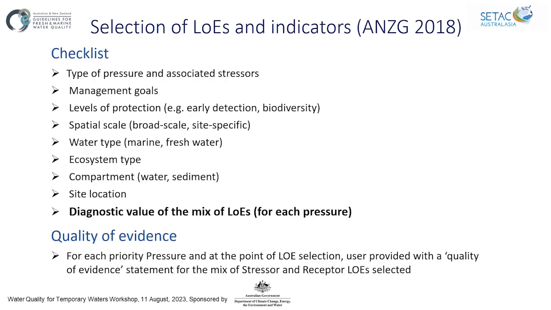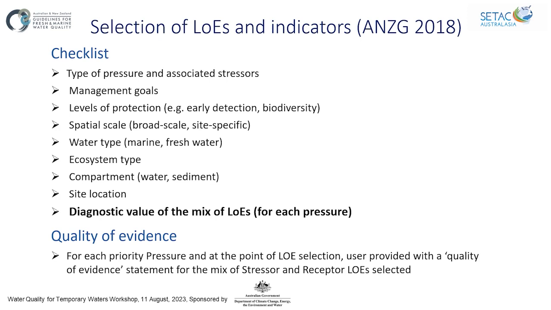So in the guidelines themselves, we've sort of got a checklist there to just look through all these issues and see whether or not you've covered your bases: the type of pressure and associated stresses, your management goals, the level of protection, which we haven't really discussed much yet. If it's an area of high conservation value, then the guidelines by default suggest you will need more indicators, and particularly some early warning systems. The spatial scale of the studies will be important.